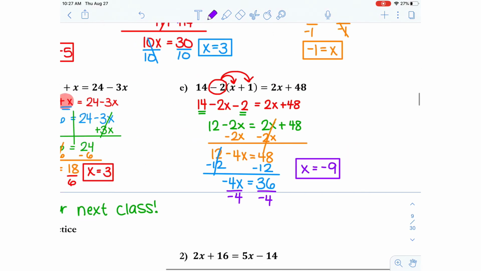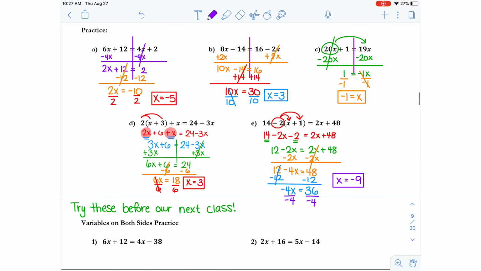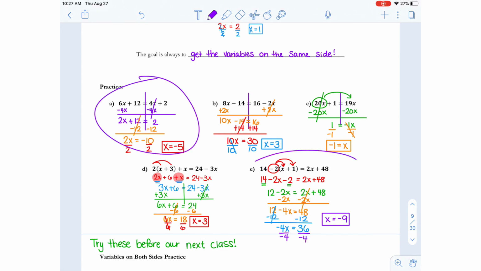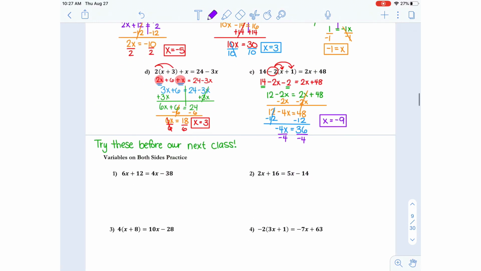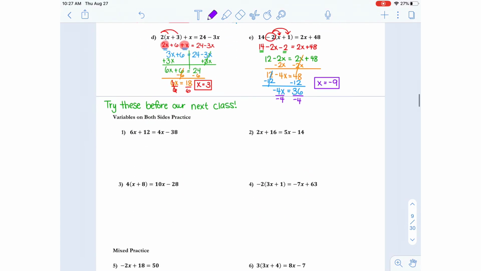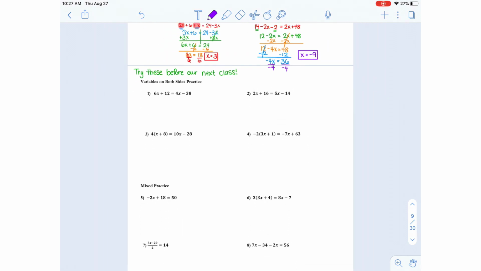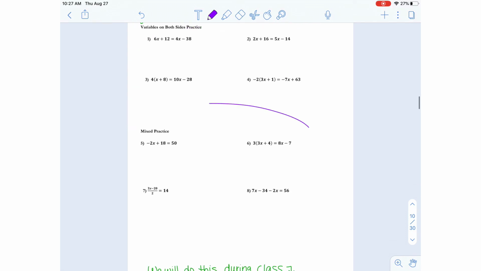Okay. So that's where we're going to stop for now. So I just went over how to do a bunch of problems where I have variables on both sides of the equation. We started small, we worked our way up to some harder examples, but now it's your turn. So before I see you guys next, I would like you to try these 8 problems. These problems are all with variables on both sides, similar to the ones I just did. And these ones are mixed practice.